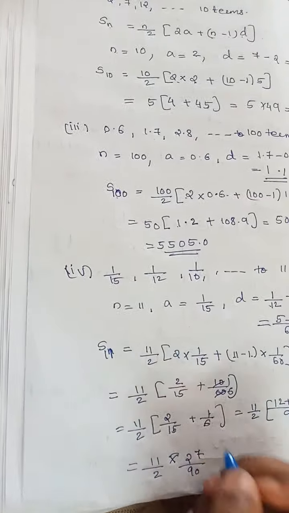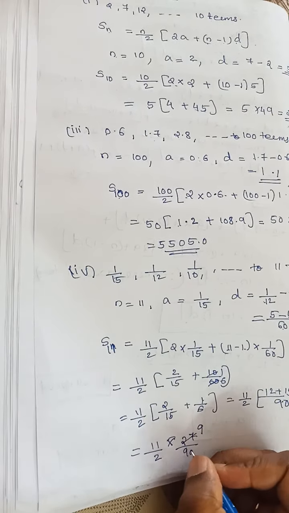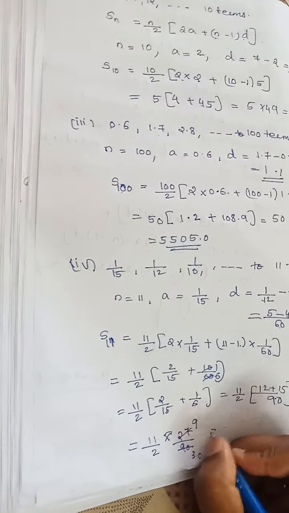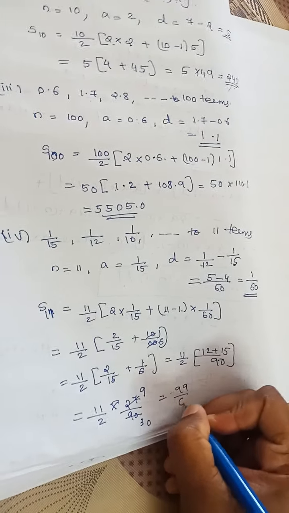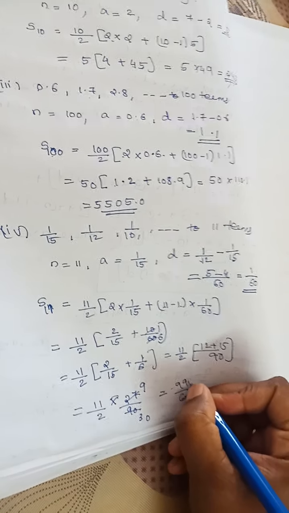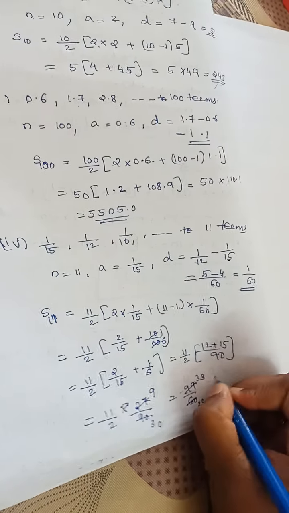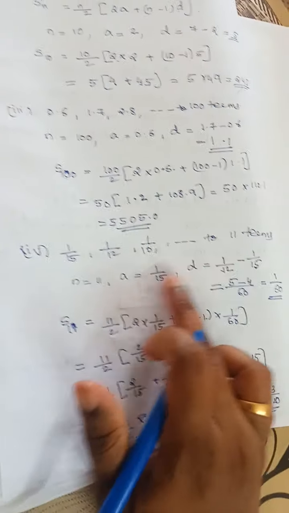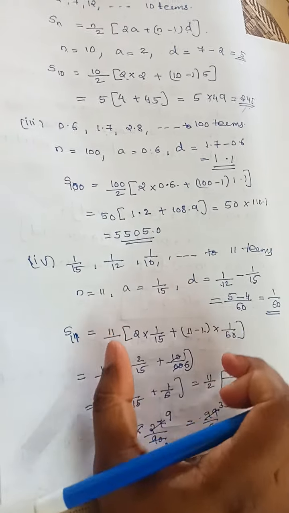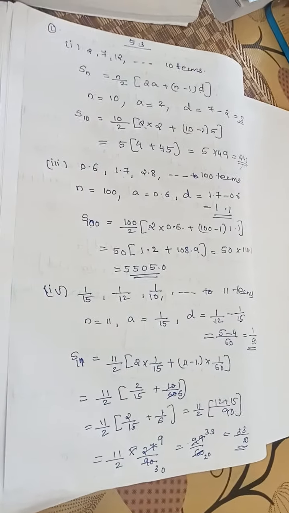So cancel as much as possible. Here you can cut it by 3. So 9 comes here, 9 into 3 is 27. Here it comes 30. So you will get 99 divided by 60. Again I cut it by 3. Here you will get 33, here you will get 20. So the final answer is 33 divided by 20. After getting all these values, directly substitute the values in the equation, then find out the answer. After that it is normal mathematical calculation only.